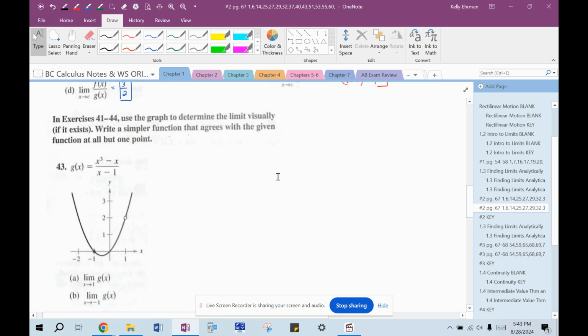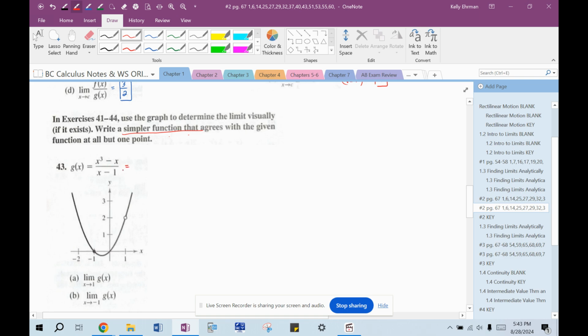All right, use the graph to determine the limit visually if it exists. Write a simpler function that agrees with the given function at all but one point. So that sounds kind of complicated. All this is saying is you can see this graph. This is a rational expression, but it looks like a parabola with a hole in it. And that's just because we must be able to simplify g of x.